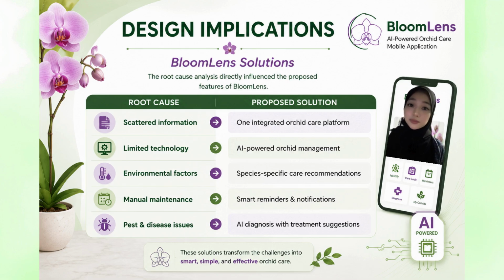Let's look at the design implications. The root cause analysis directly influences the proposed features of Bloomlens. Root cause: information is scattered across multiple sources. So in the Bloomlens solution, we integrate orchid identification and care guidance into a single application. Existing technology provides limited functionality, so we develop an AI-powered platform with comprehensive orchid management features.